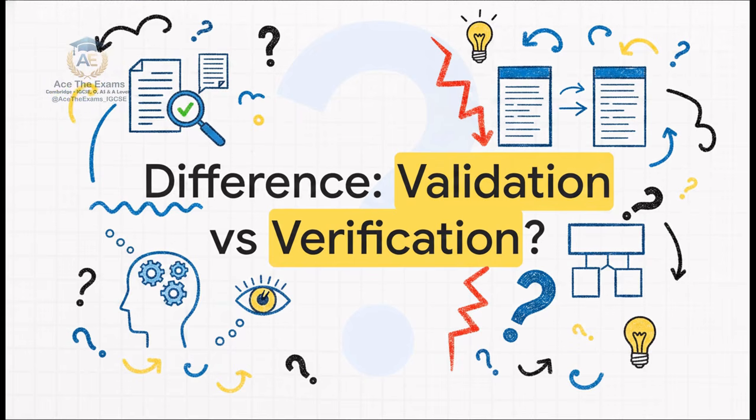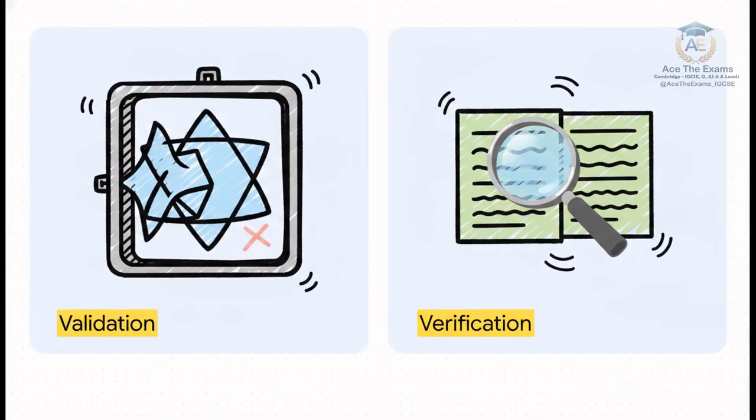Do you actually know the difference, or do they kind of just blur together in your head? Never confuse these two in your exam. Validation ensures the data fits the rules, while verification just makes sure it was copied correctly. Validation is an automated check by the computer. It's asking, is this data reasonable? Is it within the allowed range? Like, a month cannot be the number 13, right?